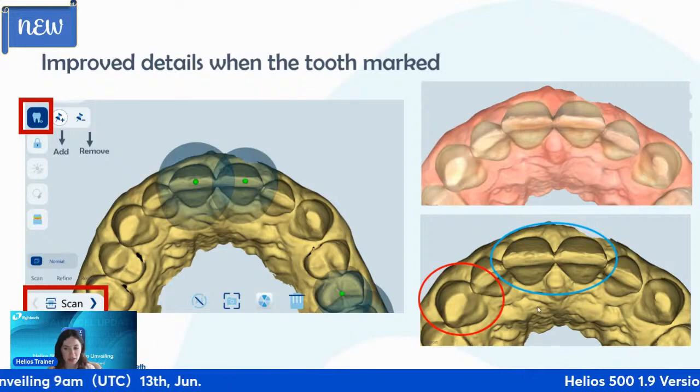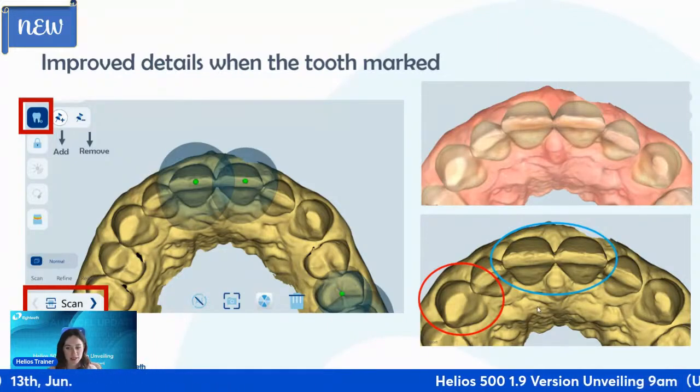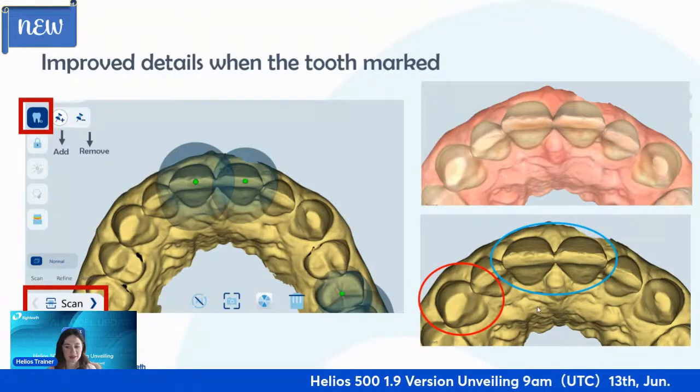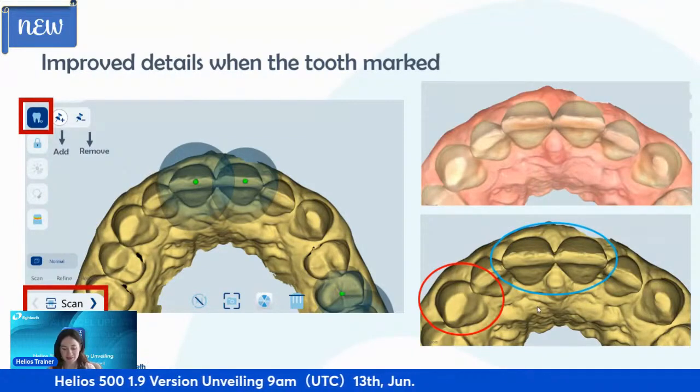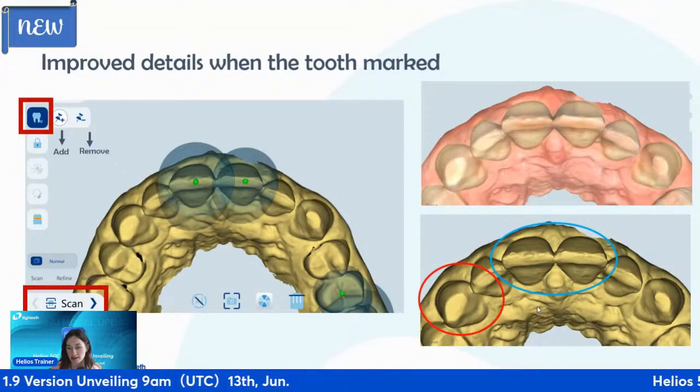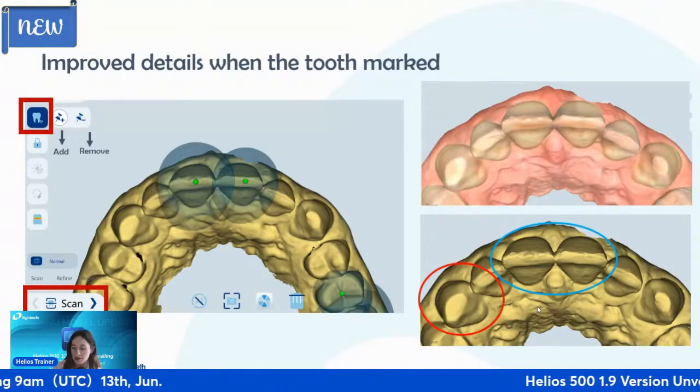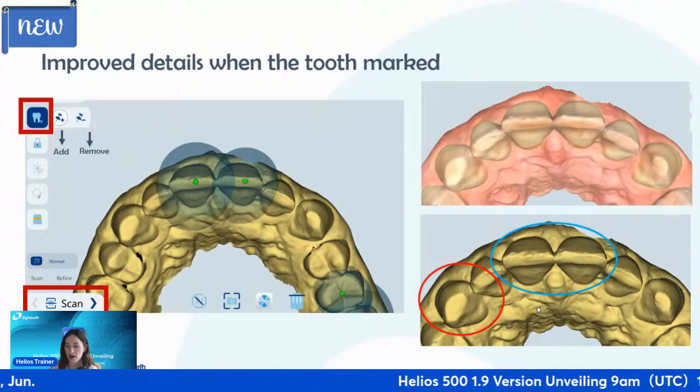area. The texture of the teeth is higher resolution than in the red mark area. I hope you see that. So the red area will be a little bit smoother, but the blue mark area will be high resolution.